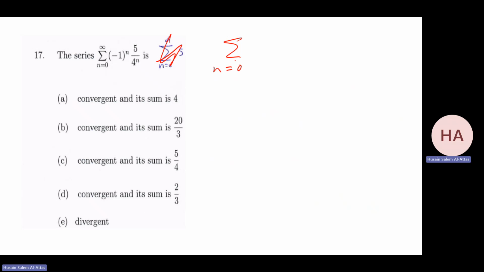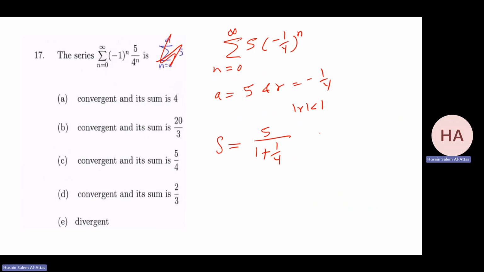This one will be summation n equals 0 to infinity of 5 times minus 1 over 4 to the power n. So A will be the first term, minus 1 to the power 0, which is 1, so that will be 5, and R is minus 1 over 4. I know the absolute value of R is less than 1, so it is convergent. What will be S? 5 over 1 minus R, that will be plus 1 over 4. That will be 5 over 5 over 4, which is 5 times 4 over 5. That will be 4, and that will be the answer.